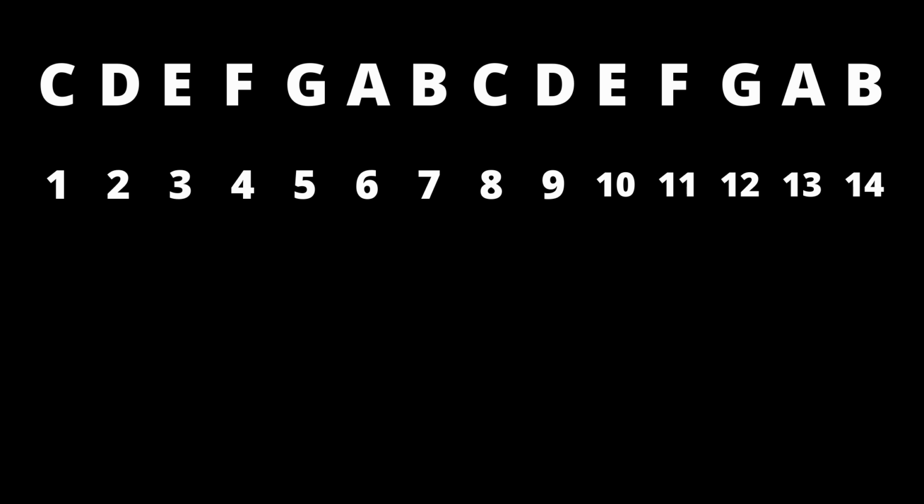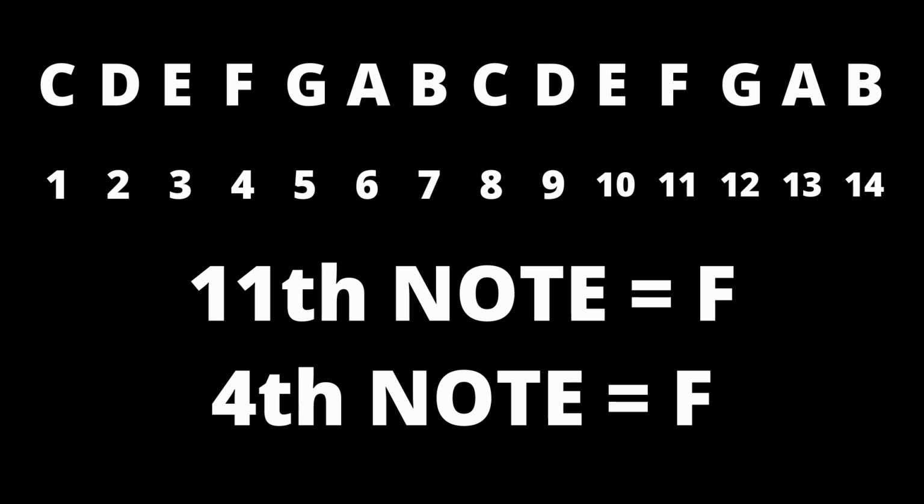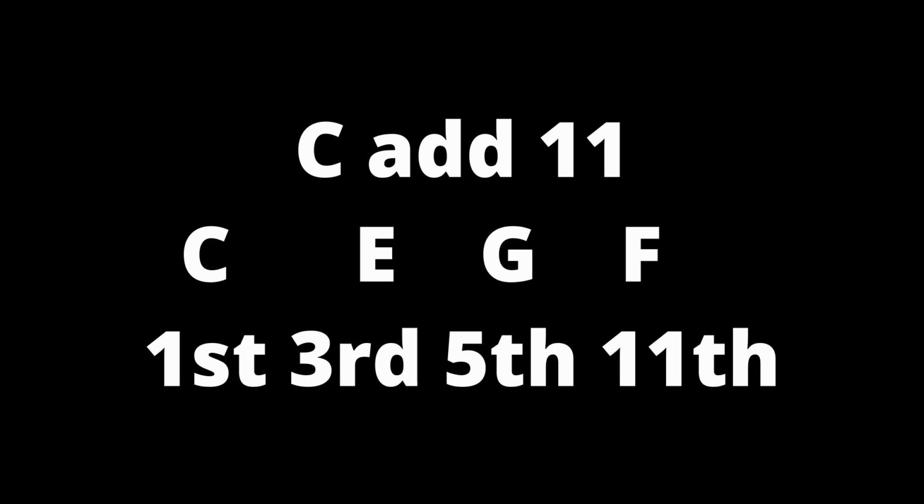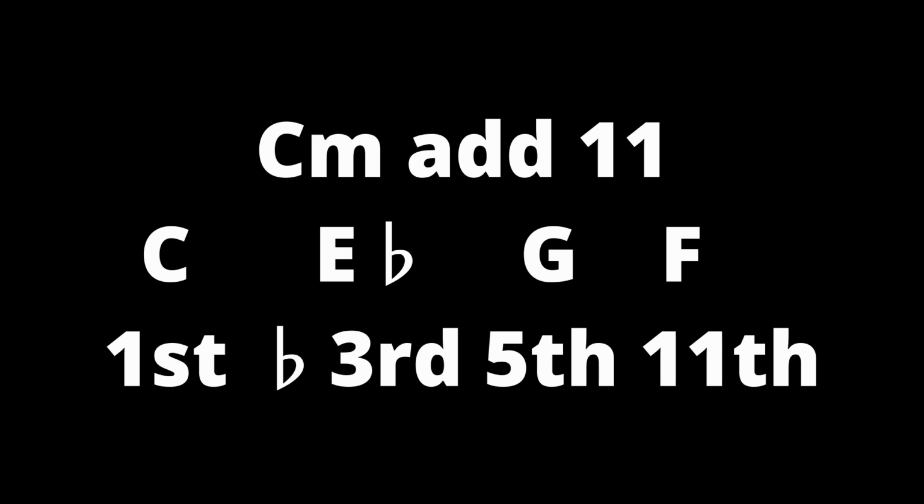I can now pick up where I left off with the C major chord. The 11th note is F. This is the same as the 4th note, but it is an octave higher, so you add 7 and it becomes 11th. If you add this 11th note F to the C major triad, then you get a C major Add 11 with the notes C, E, G and F. C minor Add 11th would therefore have the notes C, E flat, G and F.